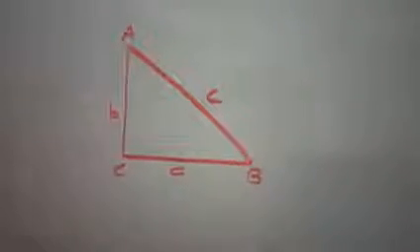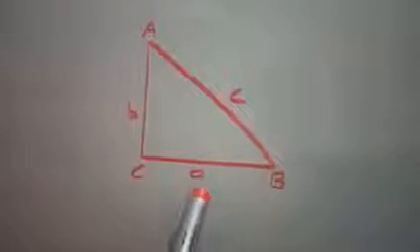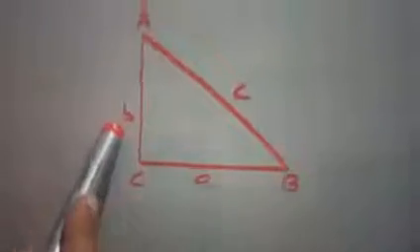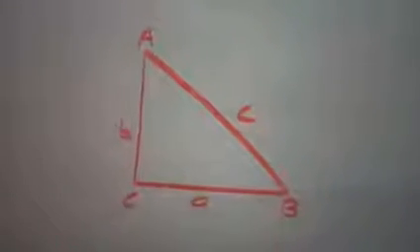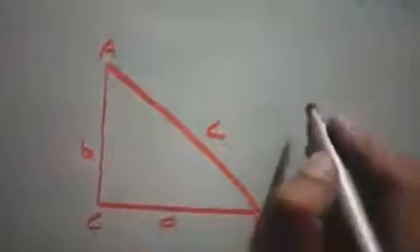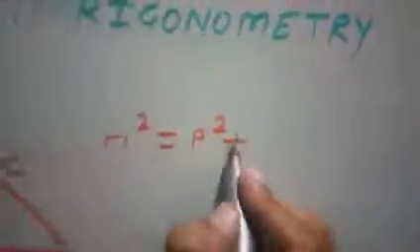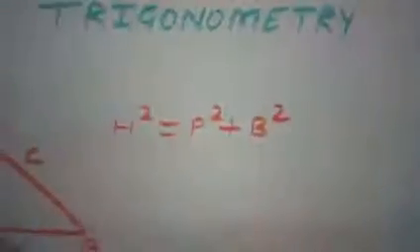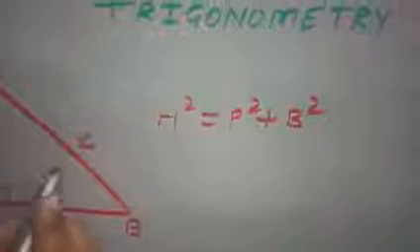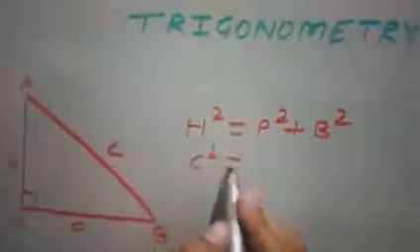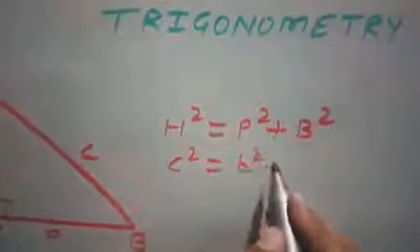Now if you see, this is a right angle triangle in which base is A, perpendicular is B and hypotenuse is C. As we know, the Pythagoras theorem is h square is equal to p square plus b square, and here the hypotenuse is C, so c square is equal to b square plus a square.